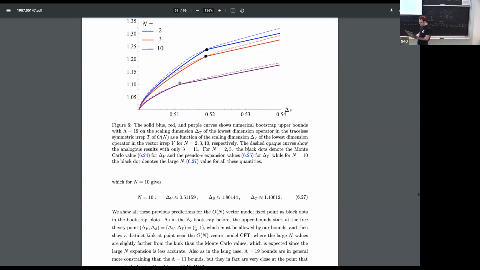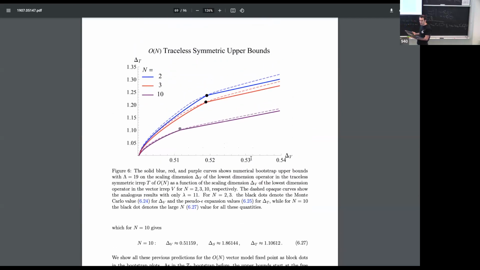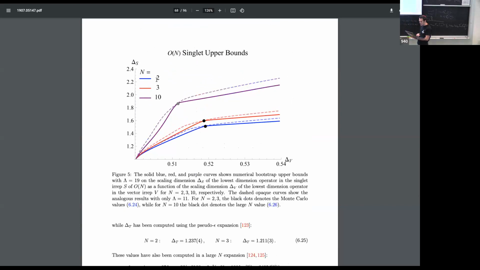So one perhaps subtle point is that, of course, O(N+1) includes the group O(N). And so you would expect the bounds from O(N+1) to be stricter than the bounds from O(N). And so for the traceless symmetric, that's indeed the case, where you see that the purple bound is stricter than the red bound, which is stricter than the blue bound. So 10 is stricter than 3, which is stricter than 2. For the singlet bound, though, it had the opposite order, where it seems like 2 was stricter than 3, which is stricter than 10. So this is a little bit confusing.